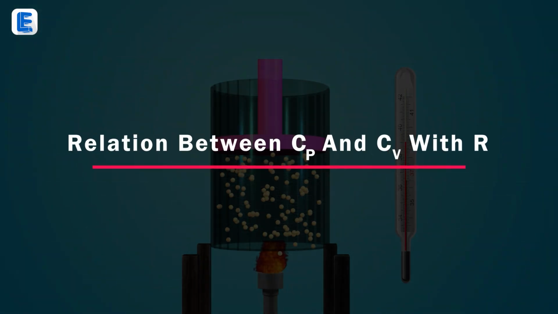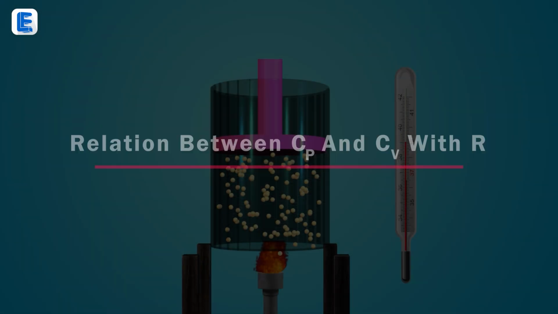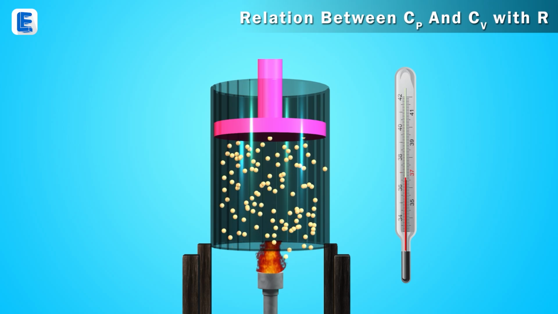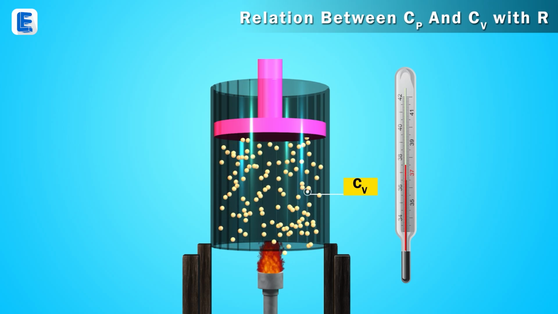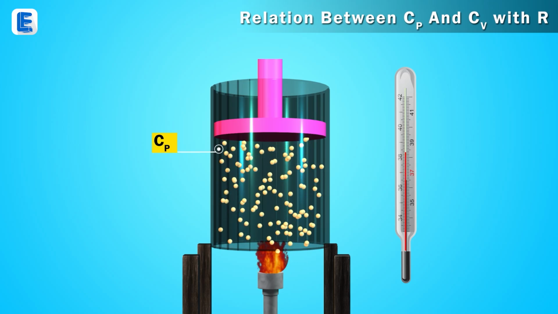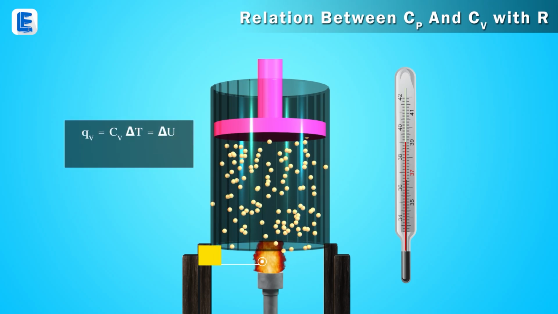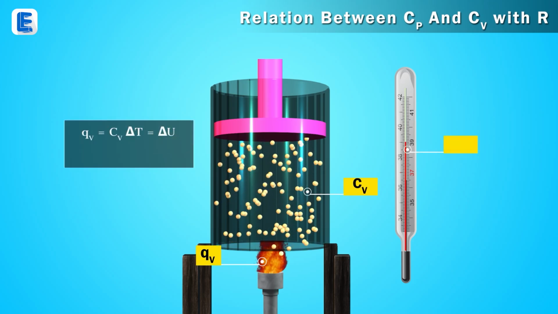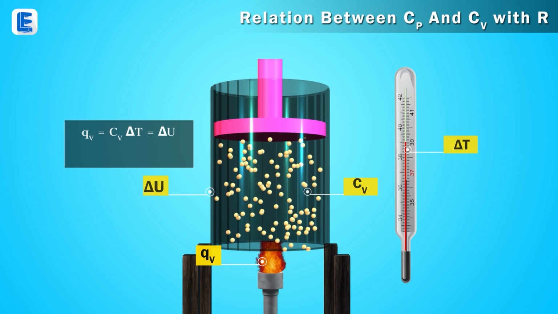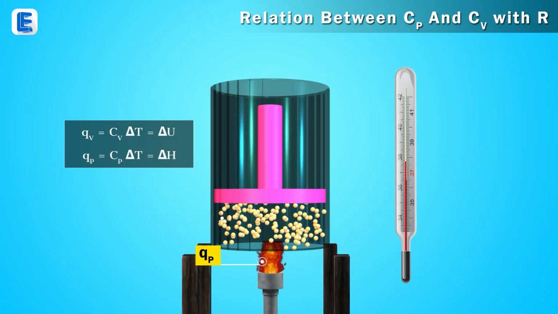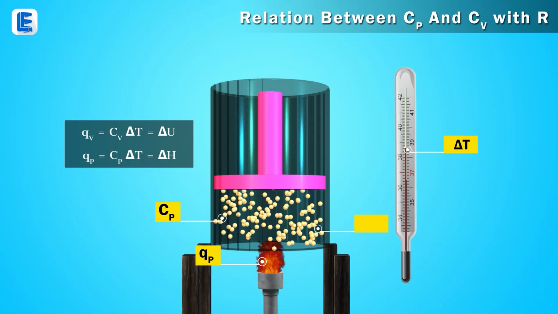Relation between Cp and Cv with R. Let heat capacity at constant volume be written as Cv and at constant pressure as Cp. Qv is equal to Cv delta T. That is equal to delta U. Qp is equal to Cp delta T. That is equal to delta H.